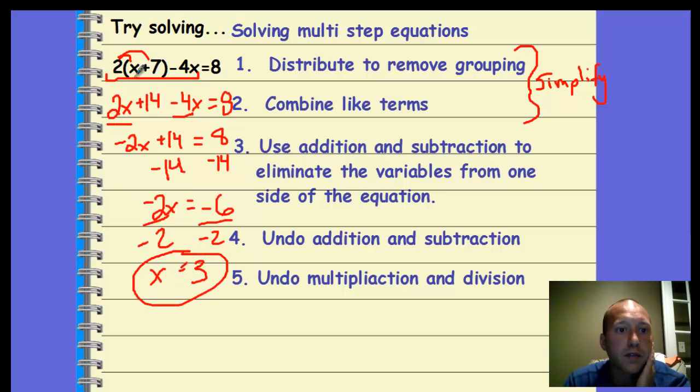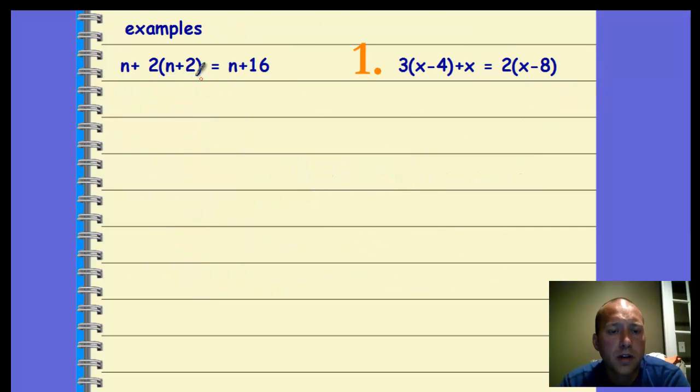The last thing you can do is take your solution and plug it back in for the x's in the original problem to check that you are correct, checking your answer. So 2 problems here. I'm actually going to move on to make this a quick lesson. I want you to try this problem and turn it in. Actually, we can go through this because this one is a little different.